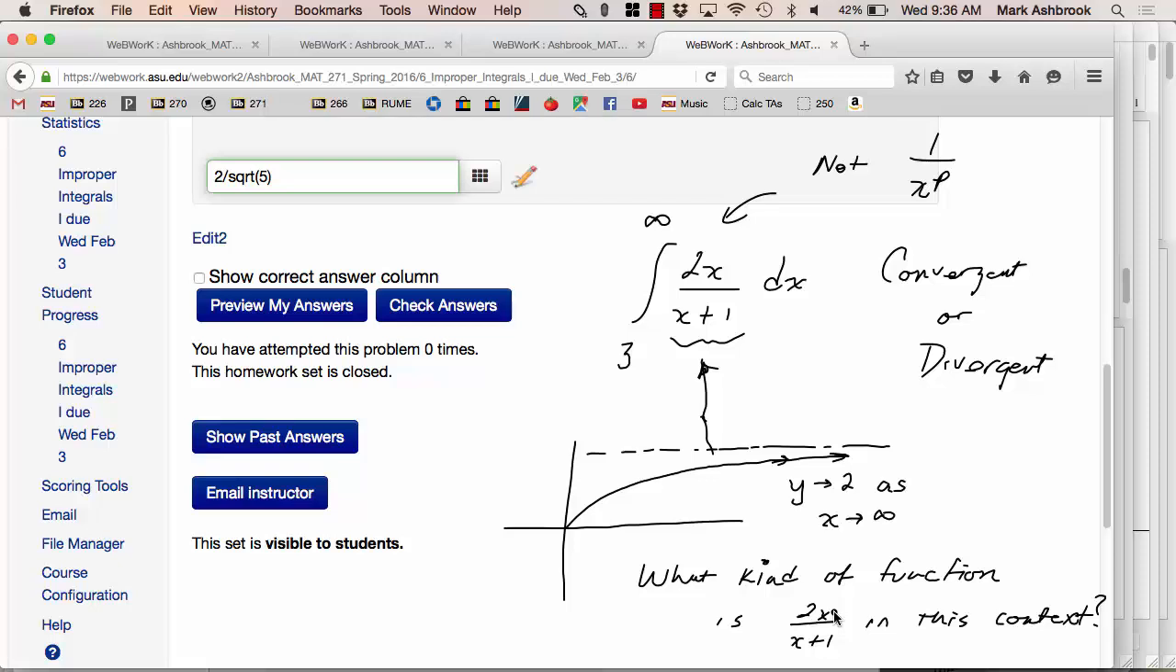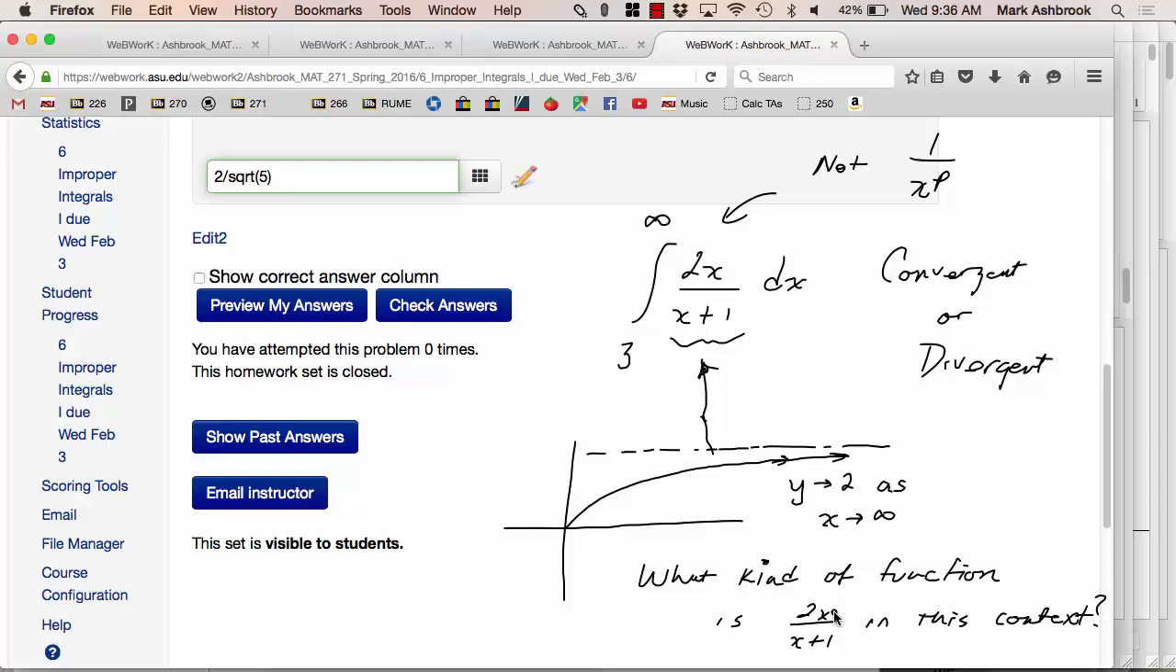And what does an integral mean? Remember? When we sum up a bunch of little bits of change, we get the total change. The total change in the quantity starting at 3 until infinity, according to this rate of change. What is a rate of change?